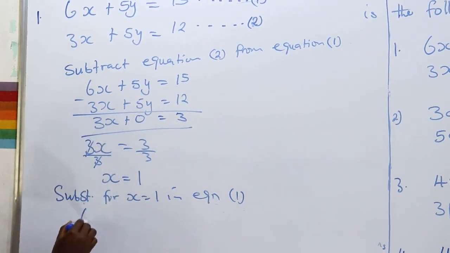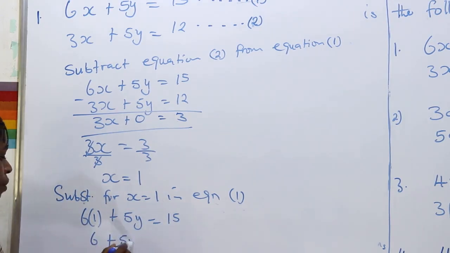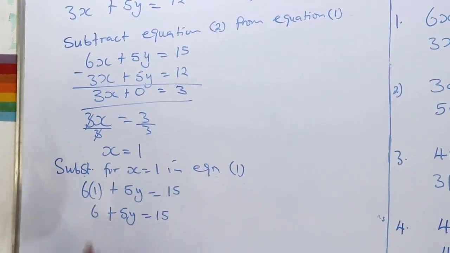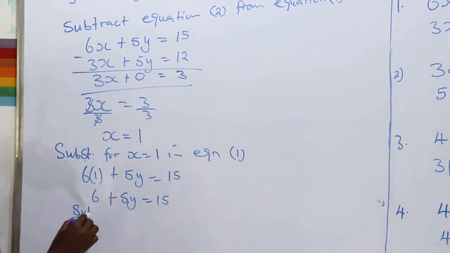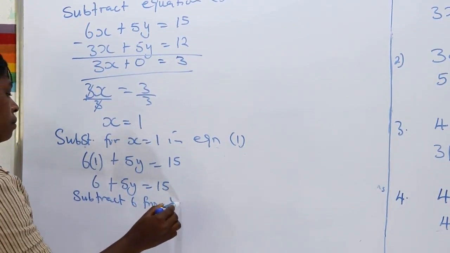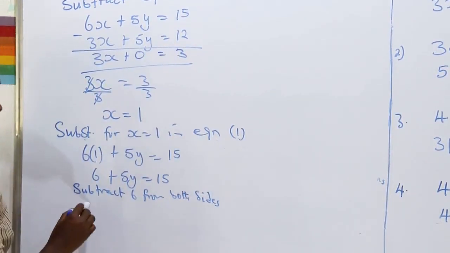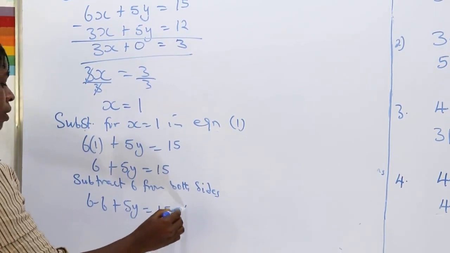So we have 6 into 1 plus 5y is equals to 15. 6 times 1 is 6 plus 5y is equals to 15. So we are going to subtract 6 from both sides to clear this 6 here. So let's say subtract 6 from both sides. So we have 6 minus 6 plus 5y is equals to 15 minus 6.